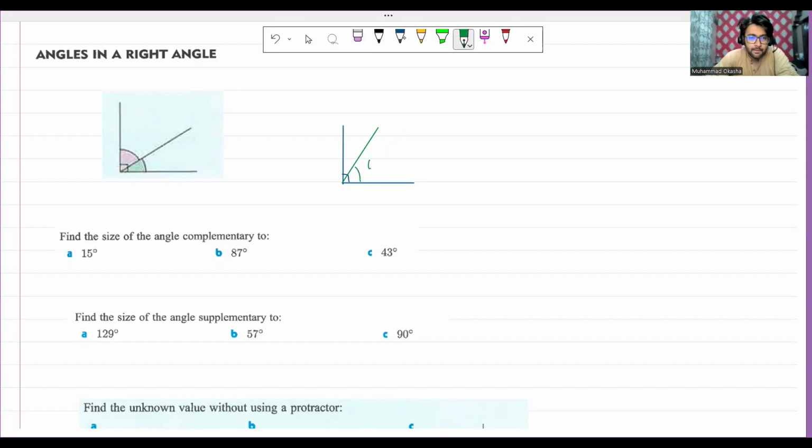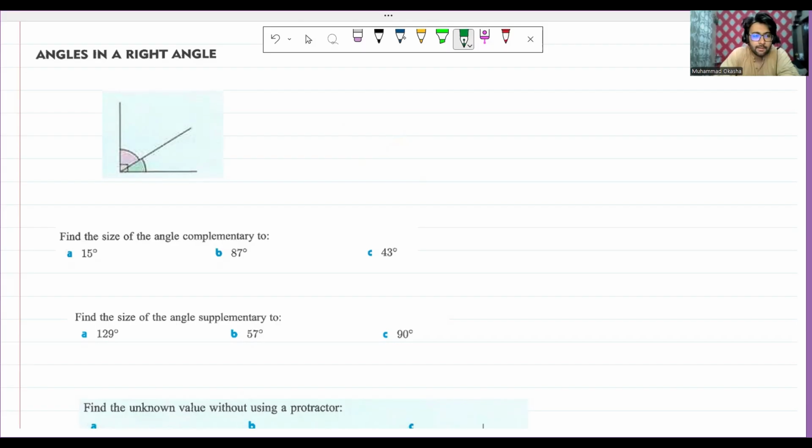Sorry, this is 60 degrees. And let's say this is 30 degrees. Then this 30 and 60 degrees are complementary angles to each other, right? So what do we mean by complementary angles? Angles that add up to give 180 degrees.